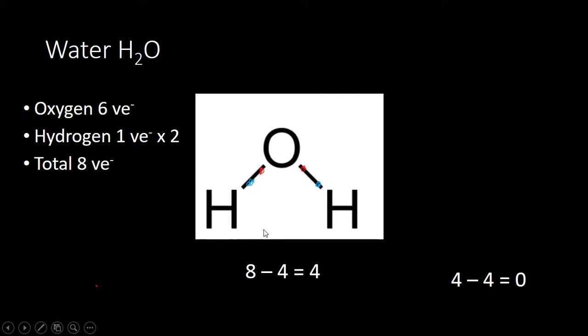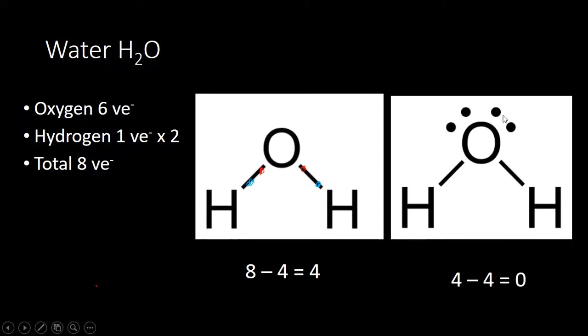Now we have to make sure everything has a complete octet. Hydrogen, trying to be like helium, only needs 2 electrons to have a complete noble gas configuration. So hydrogen is set by sharing the electrons with oxygen. Oxygen, on the other hand, has 4, so it still needs 4 more. We're going to use those last 4 electrons to fill the outer shell and complete the valence of oxygen. So oxygen now has 8, and each hydrogen has 2, so we're done. This is the Lewis structure for water.